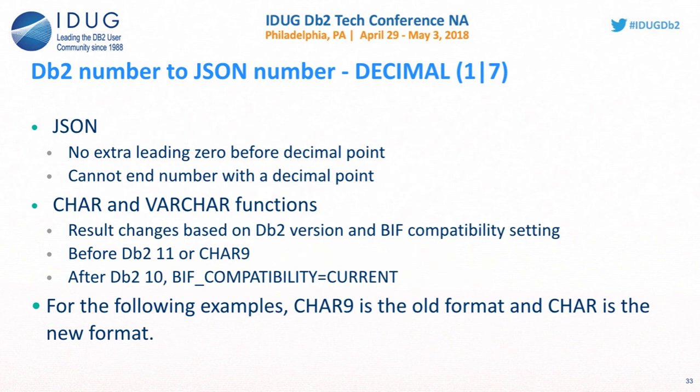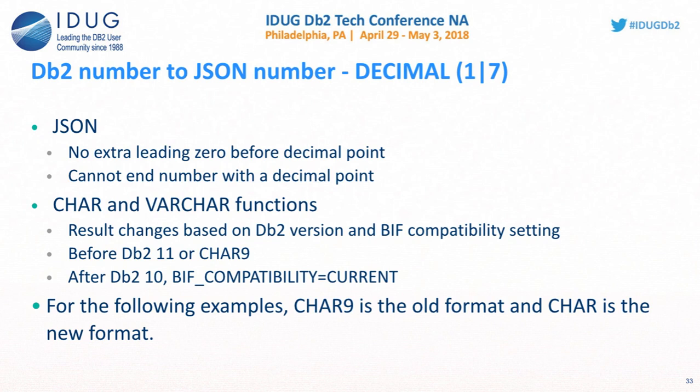Decimals. 7 slides on decimals. Okay, the big thing with JSON is that it wants no extra leading zero before the decimal point. And the only time you get to put a leading zero is if your value is between 1 and negative 1. Okay? If you're any bigger than that, no leading zeros, period.